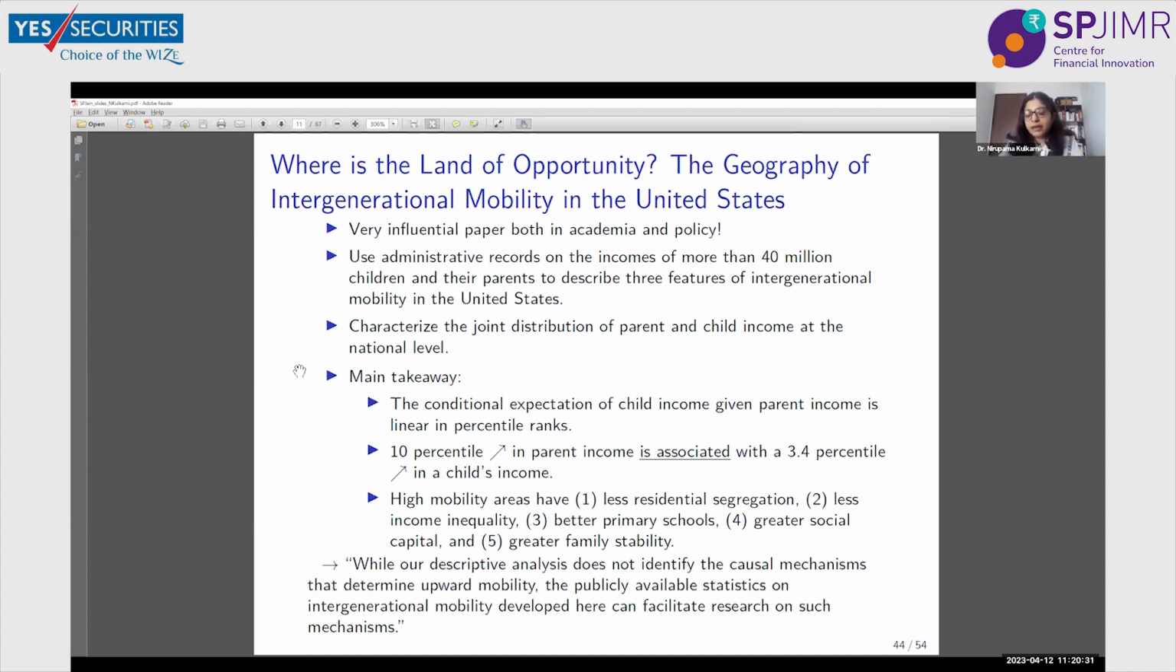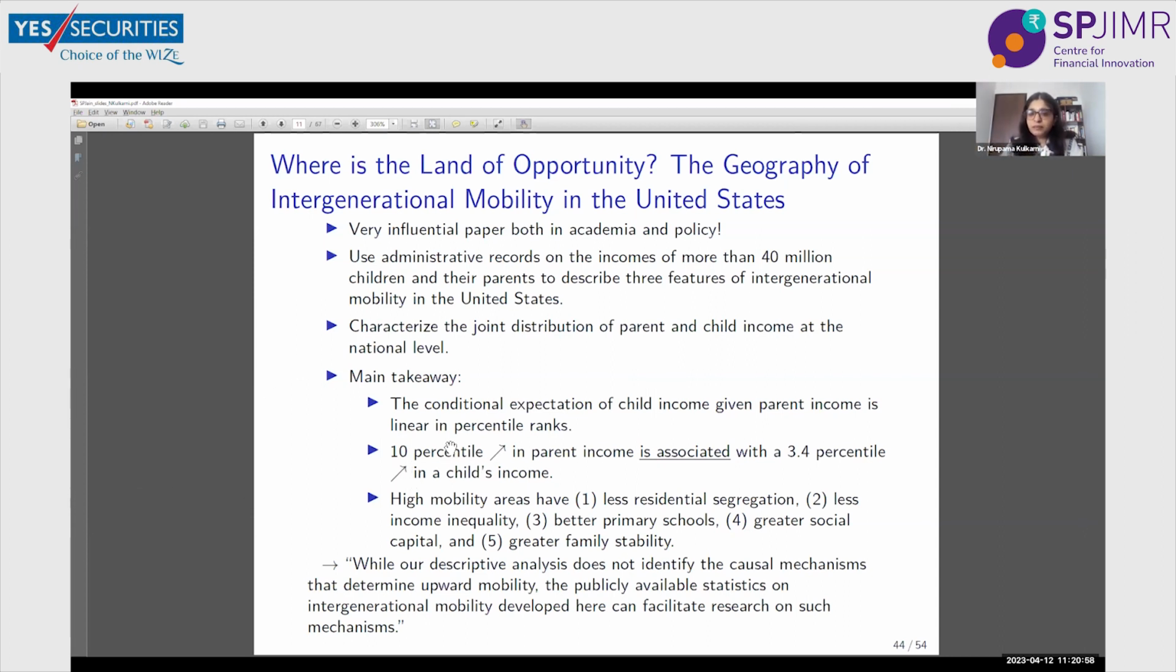So basically, they just look at this joint distribution of the parental income and children's income at the national level. This is a series of papers, but in their first paper, the main takeaway is that the conditional expectation of children's income given parents' income is basically linear. That is, if my parent was well off, then I'm more likely to be well off. And so the idea is that how well I do in life depends a lot on who my parents are.